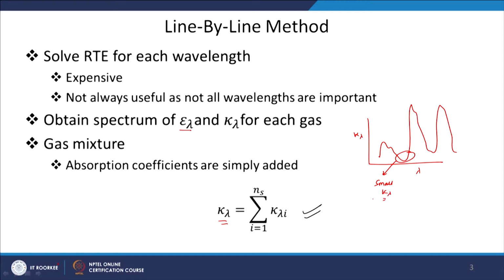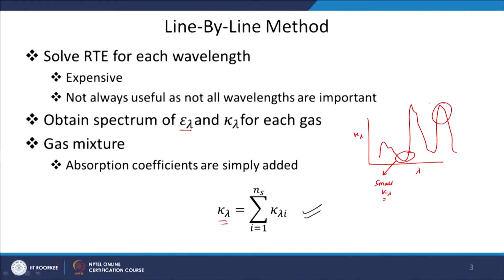Now, the magnitude of kappa lambda dictates how much energy is basically transferred. If the value of kappa lambda is small, then very less amount of heat transfer is actually taking place. So, what we observe is some of the wavelengths may not be important, because heat transfer is actually taking place only where the kappa lambda value is large, and very less amount of heat transfer is taking place where kappa lambda value is very small. So, these wavelengths may not be important from the heat transfer point of view, but when we do line by line calculation, we have no means to discard these wavelengths. We end up doing calculations repeatedly for these wavelengths as well.